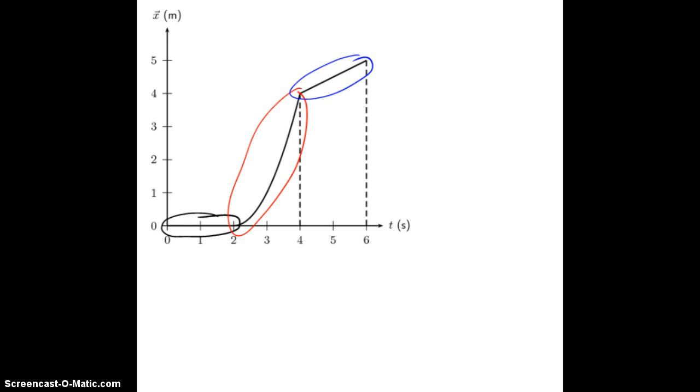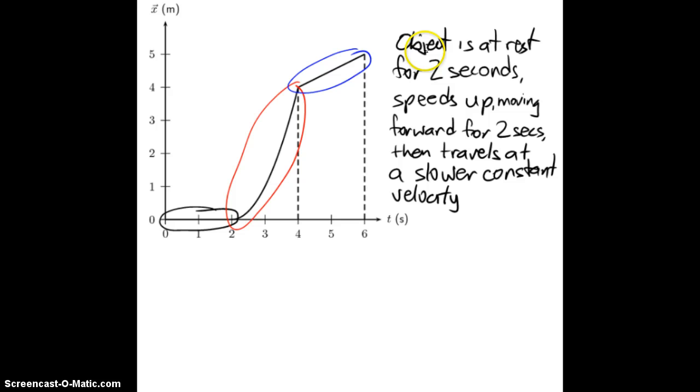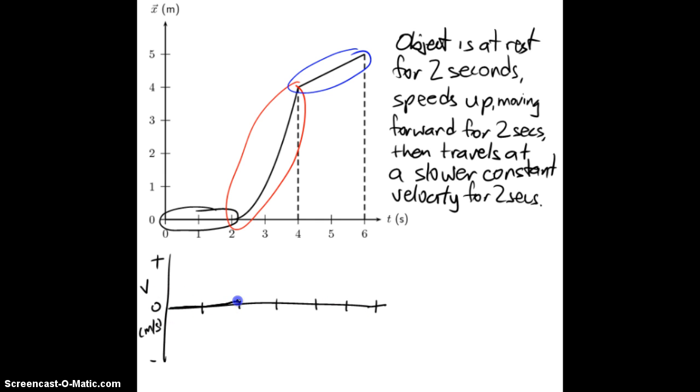Let's see if we can go ahead and graph this, or first tell the story. So I've told this story. The object is at rest for 2 seconds, speeds up moving forward for 2 seconds, and then travels at a slower constant velocity for those final 2 seconds. Let's go ahead and make the velocity versus time graph. So for 2 seconds I'm standing still. I'll draw that in here. Then starting at rest, I increase my velocity with time. And then for the final 2 seconds, traveling at a constant velocity. I tried using the same colors I highlighted these sections up with.